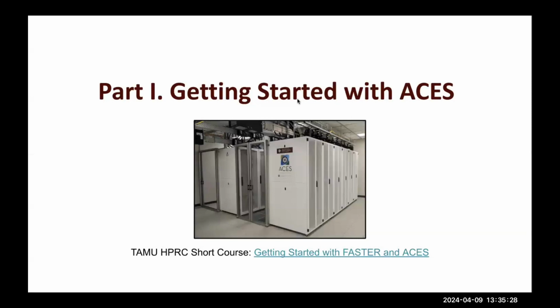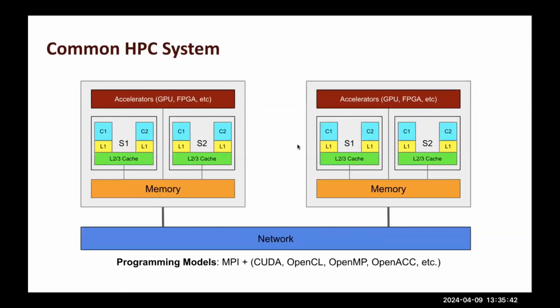So ACES is one of our, I would say, most powerful machines here at A&M, and it's funded by the National Science Foundation. For a traditional HPC system, this is more or less what you will see in a traditional high-performance computing system. You have a network connecting different nodes. Inside each node, you have a traditional computer, in the sense that you have CPUs, you have memory, you have accelerators.